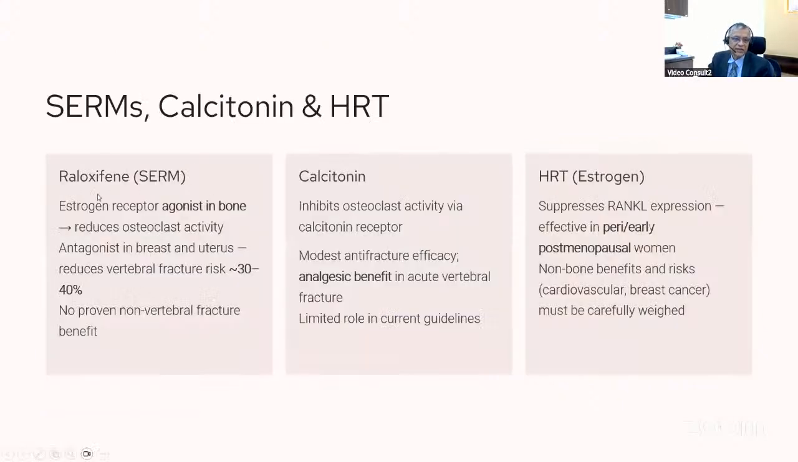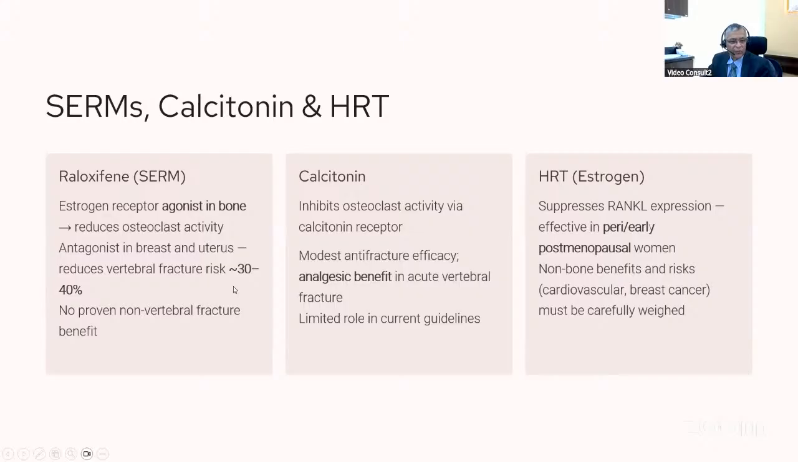The selective estrogen receptor modulators, calcitonin and hormone replacement therapy have their own effects. As an estrogen receptor agonist in the bone, it reduces the osteoclast activity. It is an antagonist in the breast and uterus, and reduces vertebral fractures by 30%.